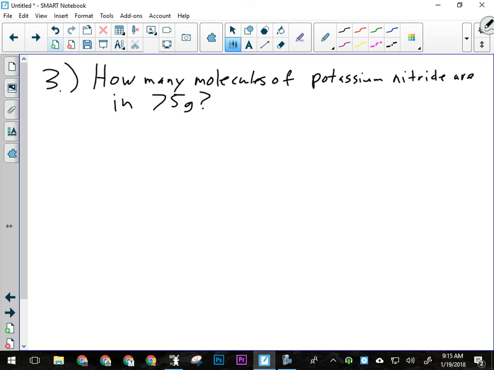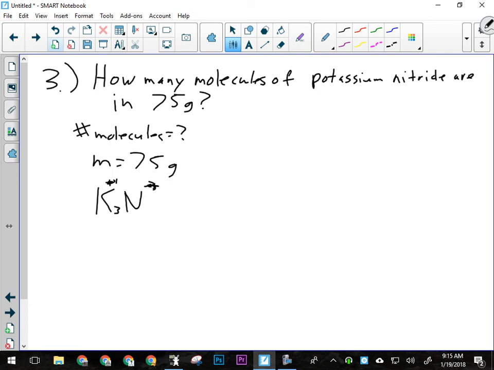Okay, how many molecules of potassium nitride are in 75 grams? So we're looking for the number of molecules. That's something we don't have. We know the mass is 75 grams. We know the material is potassium nitride. This is a -3, that's a +1. So we're looking at K3N.